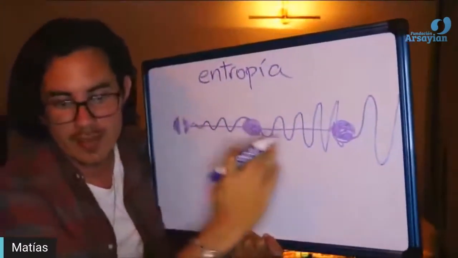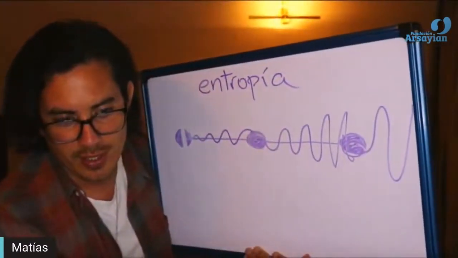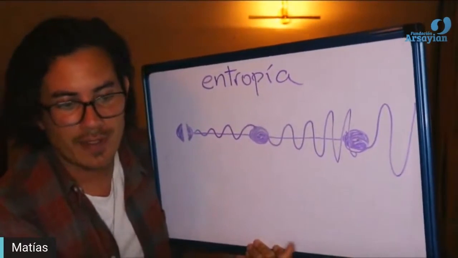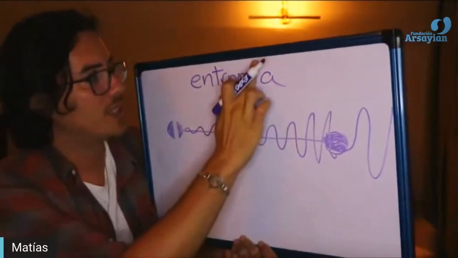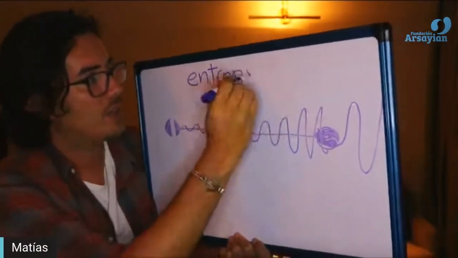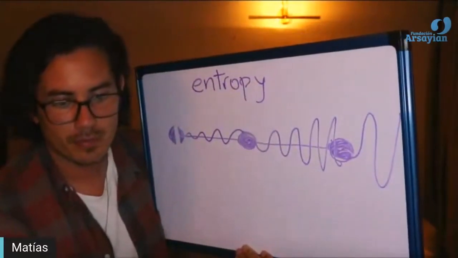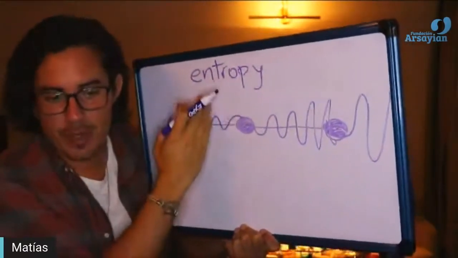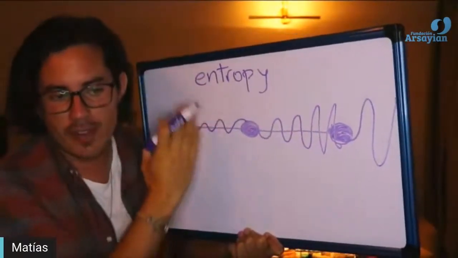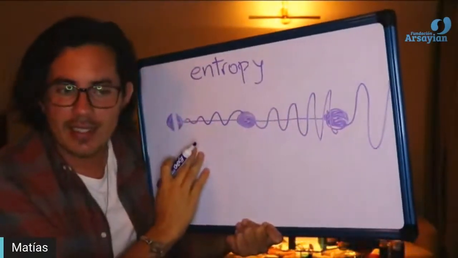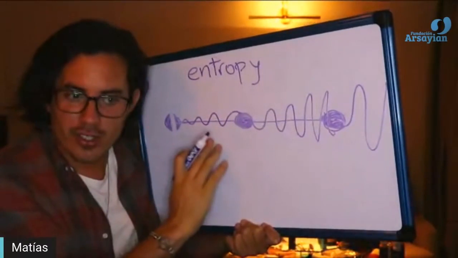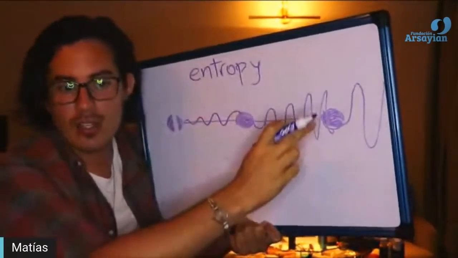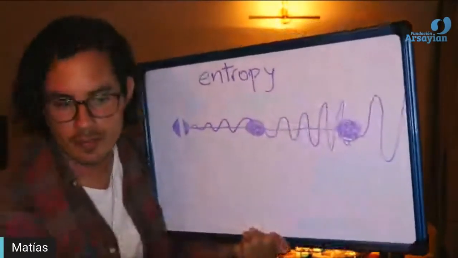The movement is constant, okay? And that's what gives us the concept of entropy. The feeling of entropy, the concept of entropy is the idea that a constant movement is constantly taking us towards chaos.